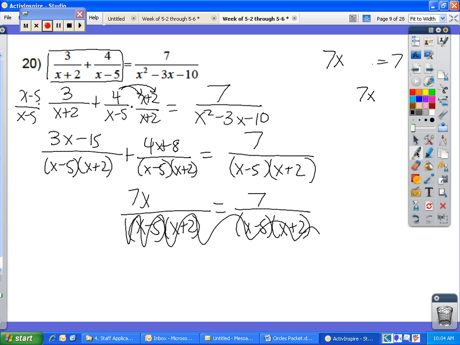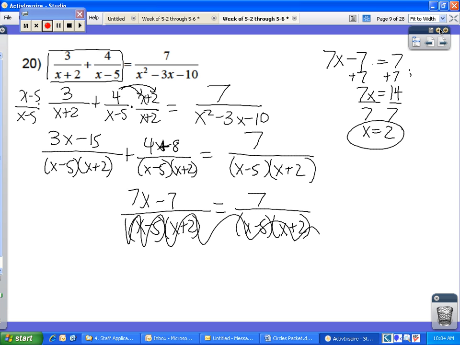Okay, just realized I made a really quick mistake. I did negative 15 plus negative 8, but that's actually a plus 8. So that changes this to 7x minus 7. And therefore, that means this is 7x minus 7, and I add 7 to both sides, which gives me 7x equals 14. Divide both sides by 7, and x equals 2. So now again, you have to check and make sure that that's correct.